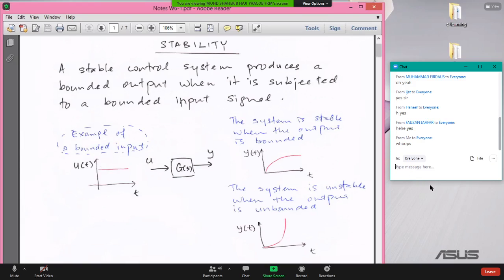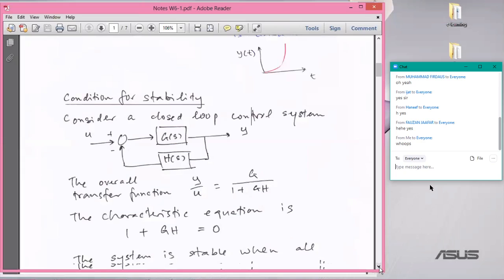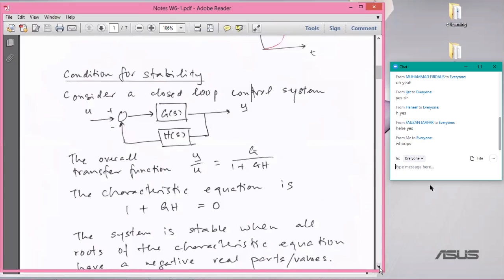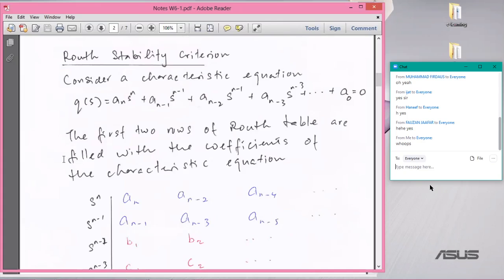So we want to conduct this Routh stability criterion to see whether the system is stable or not. First, you obtain the characteristic equation, 1 plus GH equals 0, and then you obtain the characteristic equation in terms of a polynomial. It can be a polynomial of order n, fourth order or fifth order, equals 0. Then you fill in the Routh table.